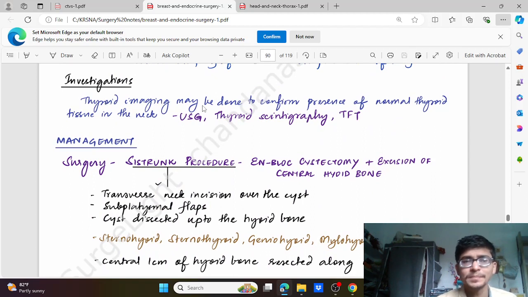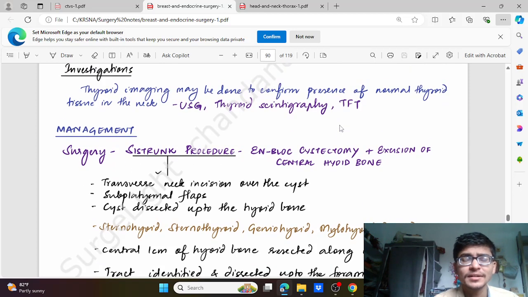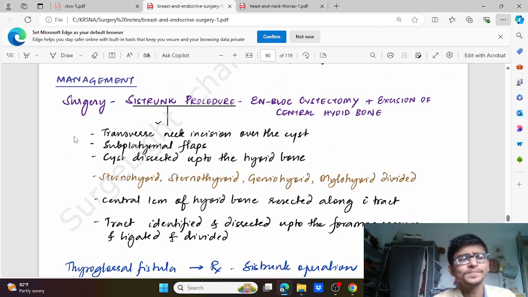Thyroid imaging may be done to confirm the presence of normal thyroid tissue with the help of USG, thyroid scintigraphy, and TFT. Even higher two-dimensional and three-dimensional imaging can be done with the help of CT and MRI.